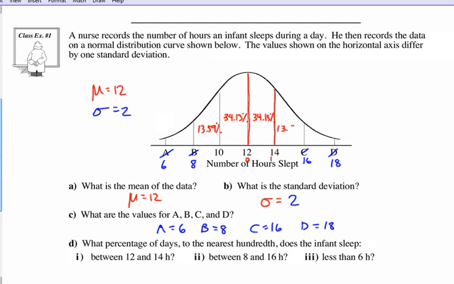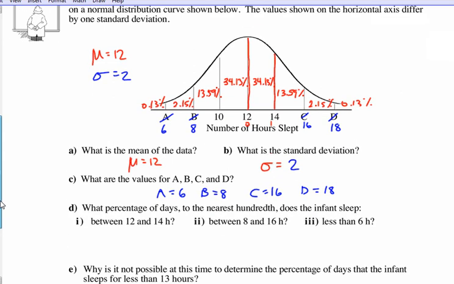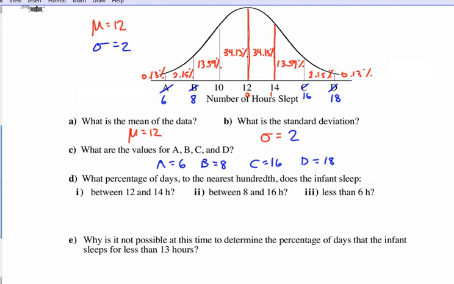So let's fill these in because we're going to have to answer some questions on that. And then we had 2.15%, 2.15%, and 0.13%. Okay, so what percentage of days, to the nearest hundredth, does the infant sleep between 12 and 14?